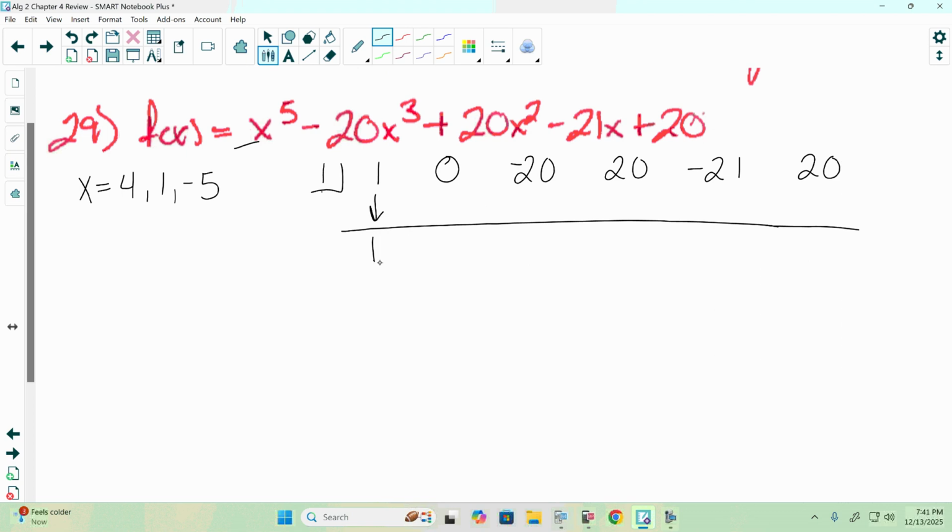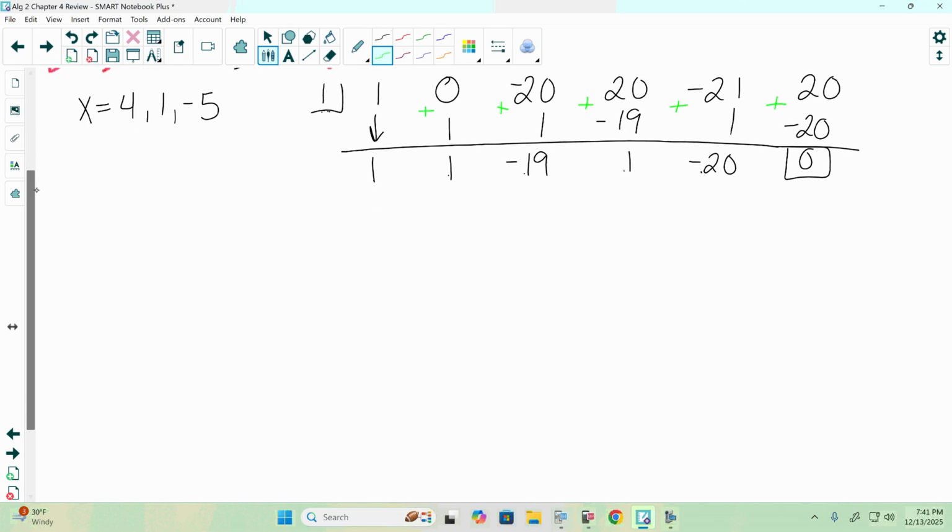Now 1 times 1 is 1. 0 plus 1 is 1. 1 times 1 is 1. Negative 20 plus 1 is negative 19. 1 times negative 19 is negative 19. 20 plus negative 19 is 1. 1 times 1 is still 1. Negative 20 plus 1 is negative 20. Lastly, 1 times negative 20 is negative 20. And 20 plus negative 20 is 0, and that's what we wanted. We wanted that remainder to be 0.